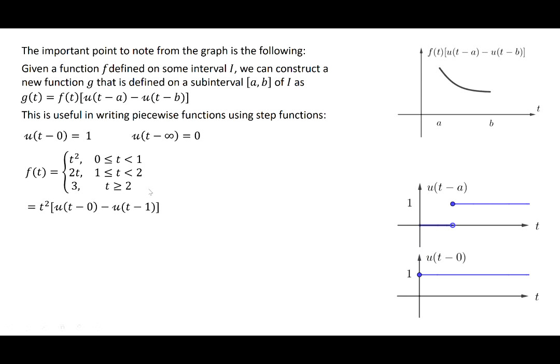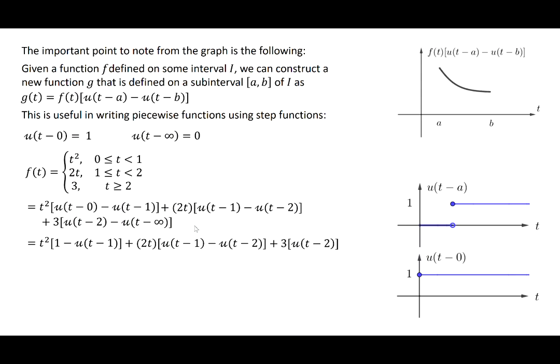Okay. So the first piece, like I said, is t squared times u of t minus 0 minus u of t minus 1. The second one is 2t times u of t minus 1 minus u of t minus 2. And the last one is 3 times u of t minus 2 minus u of t minus infinity. But u of t minus 0, we can replace that with a 1. U of t minus infinity, we can replace that with a 0. That's what I did. Cool? See, that's the beautiful thing. We can write a piecewise function using unit step functions.